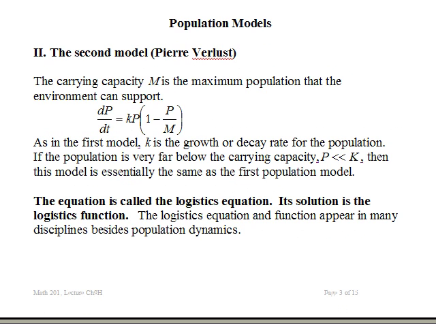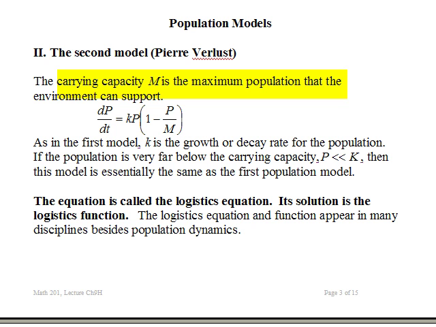Now here's the second population model, and there's an added term. We're not going to derive this model, how this model came about. We're just going to use it. This model adds an m, which is the carrying capacity of the environment. This is the maximum population that the environment can support.